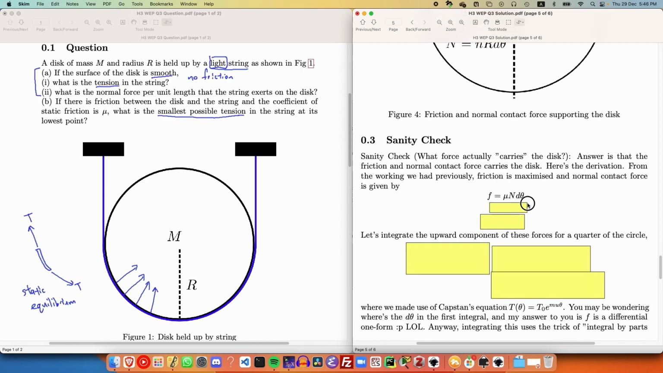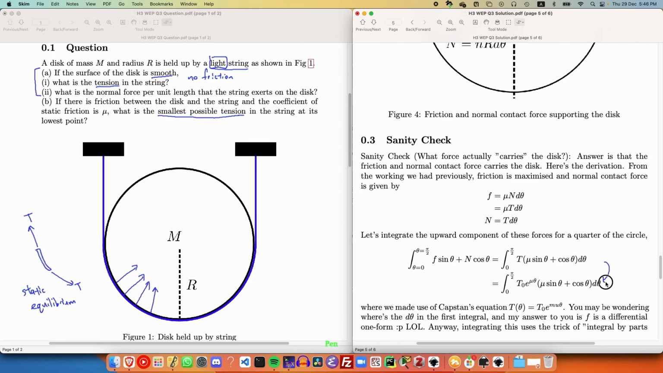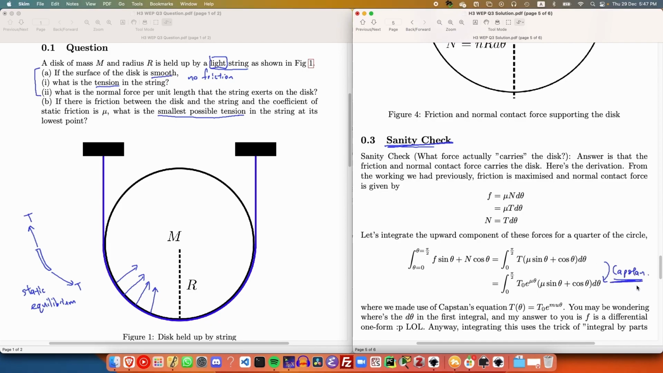Now the friction is given by mu n, which is also mu T because N is equal to T, and the normal contact force is T d theta. Integrating the upward component of these forces along the semicircle will give us this expression, where in this step we have made use of the Capstan's equation. This is also why I call this part a sanity check rather than an alternative method, because this working requires the Capstan's equation, which we have derived in the first part. So if we have already done it, then we might as well do the first method.